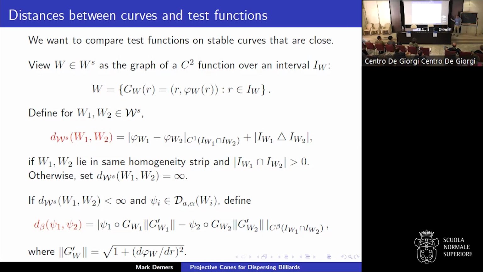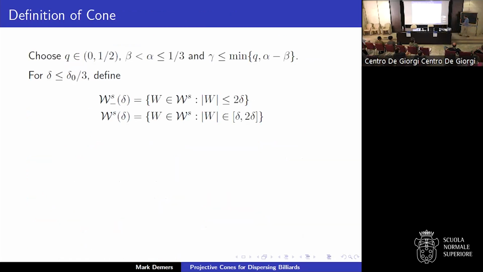So why do you want the Jacobian in there? Well, because if the distance is 0, it's not so much that you want phi1 and phi2 to be identically the same. You want them to integrate to the same thing. And so sticking the Jacobian in there means that the distance between two test functions being 0 means the integral of this one will be equal to the integral of that one. Okay.